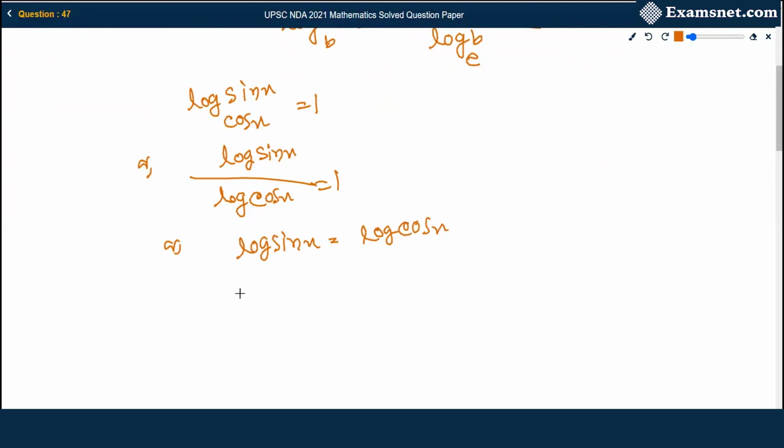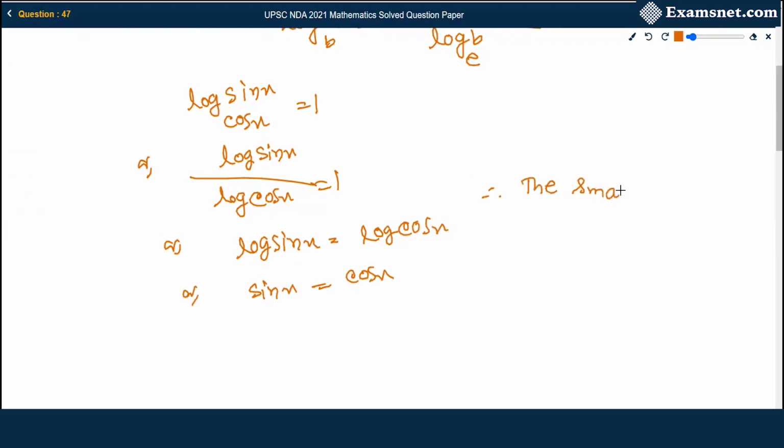Now from both sides we can cancel log, so it becomes sin x equals cos x. Now please remember the table of values at the acute angles for sin and cos both, and remember at what angle we get the same value for sin and cos.